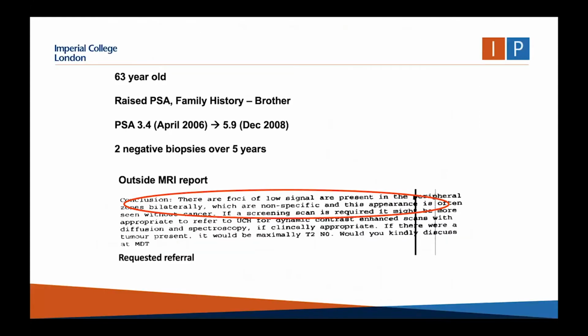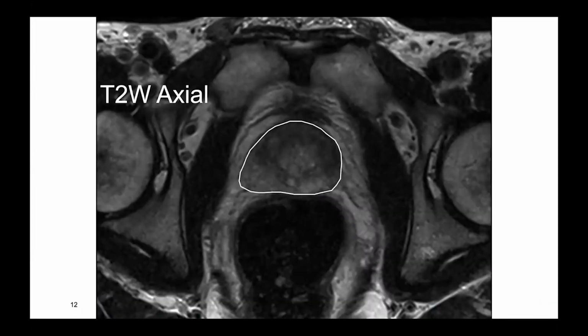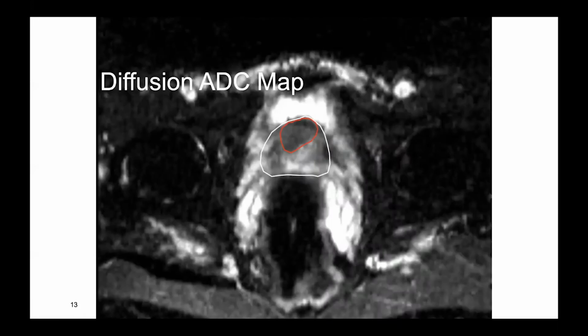So MRI seems not to find cancer, seems to be a good ruling out tool to triage men towards biopsy. This is another man who had an elevated PSA rising, and he had 2 negative biopsies over 5 years, and they were about to do his 3rd biopsy, and he asked for an MRI at UCLH.